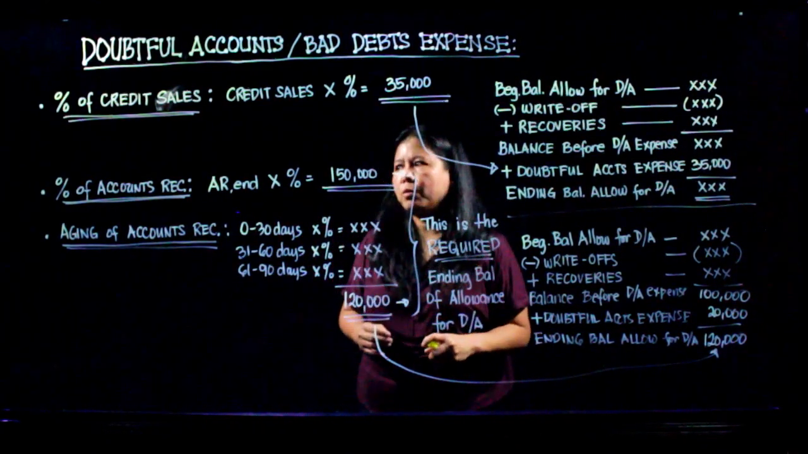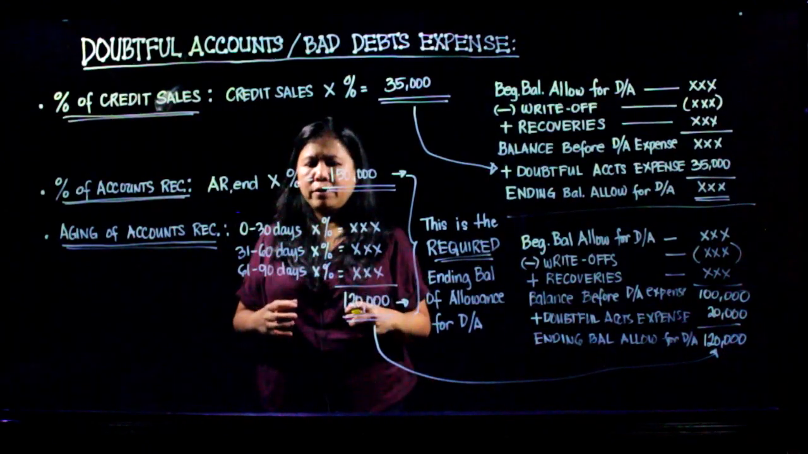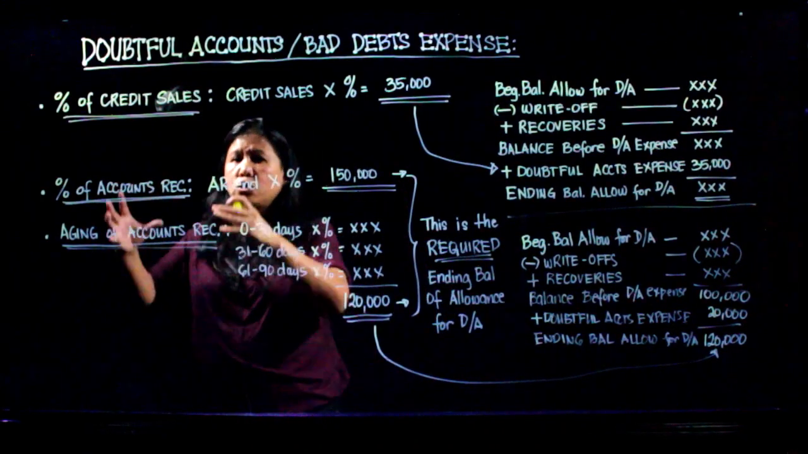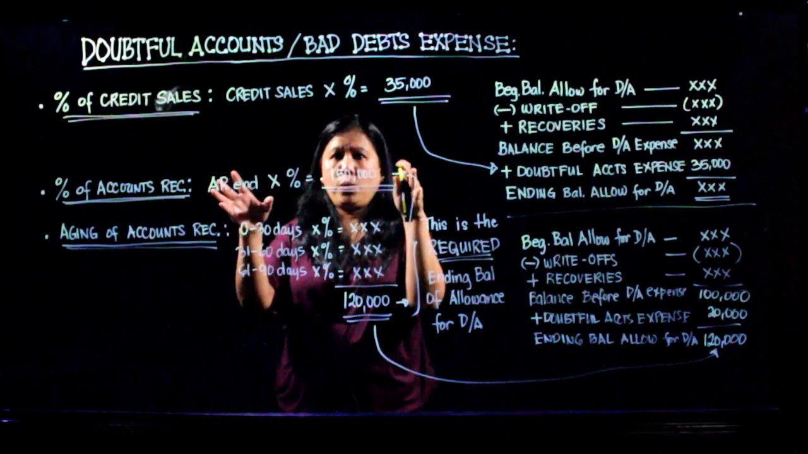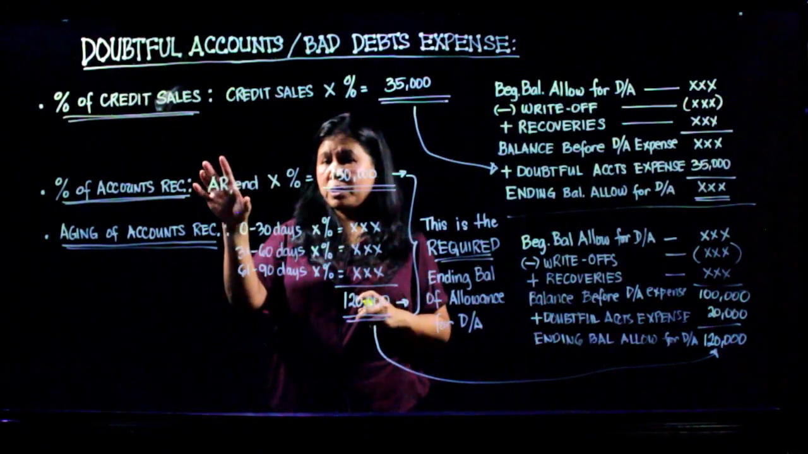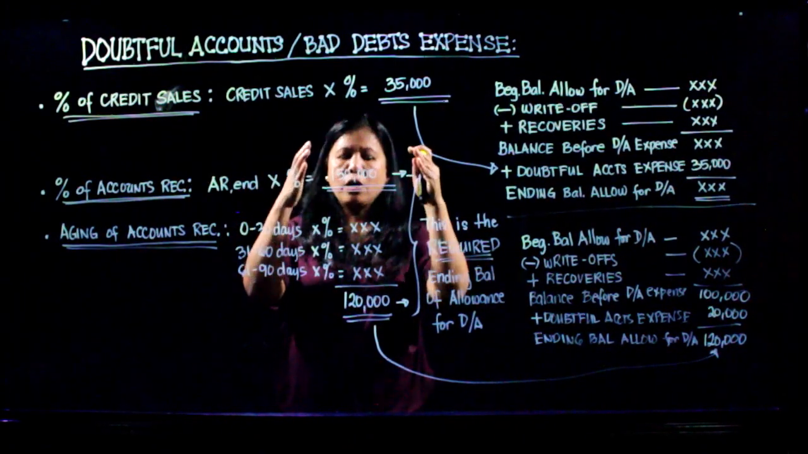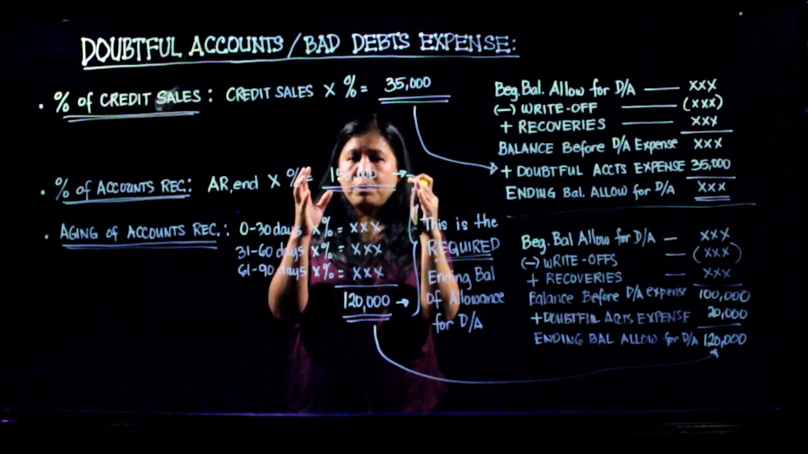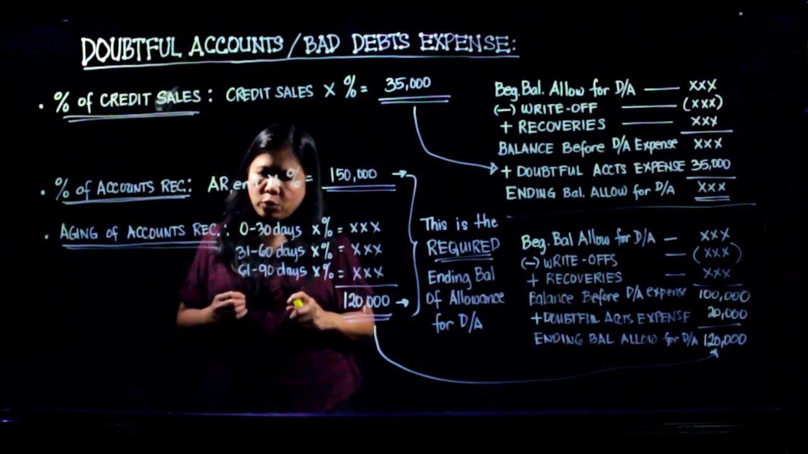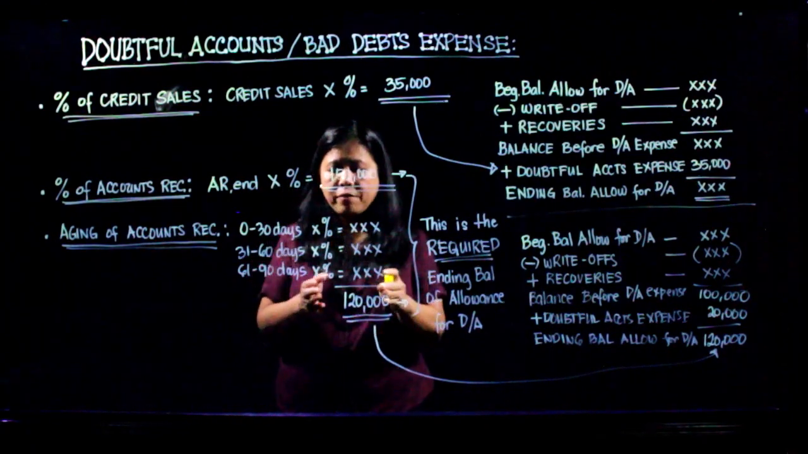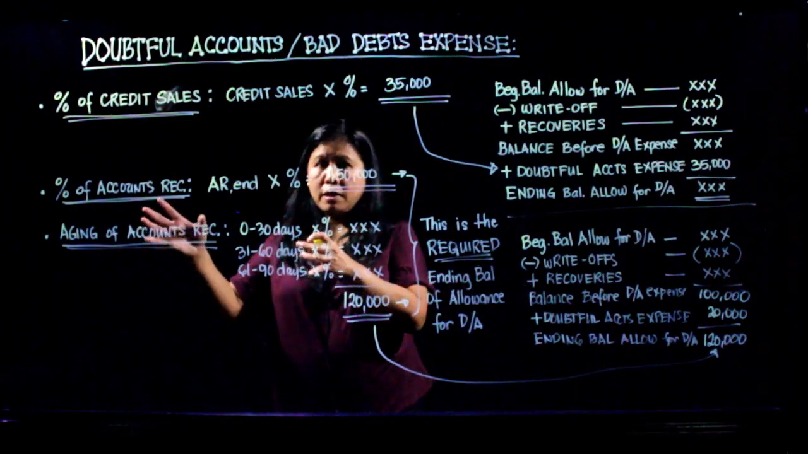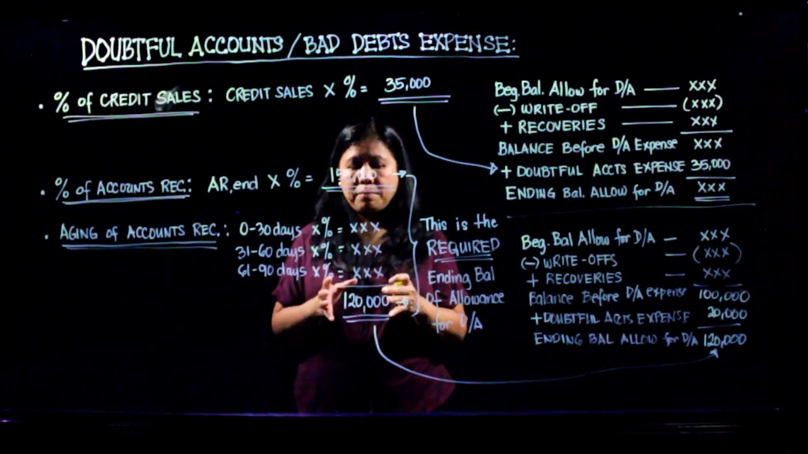Now, if you are required to calculate the ending balance of your allowance for doubtful accounts using these two methods, whatever amount you already got from multiplying the percentage by the ending accounts receivable is your ending balance of your allowance for doubtful accounts. This is your answer. Or if you use the aging of accounts receivable, whatever amount you get from using this method is already your ending balance of your allowance for doubtful accounts.